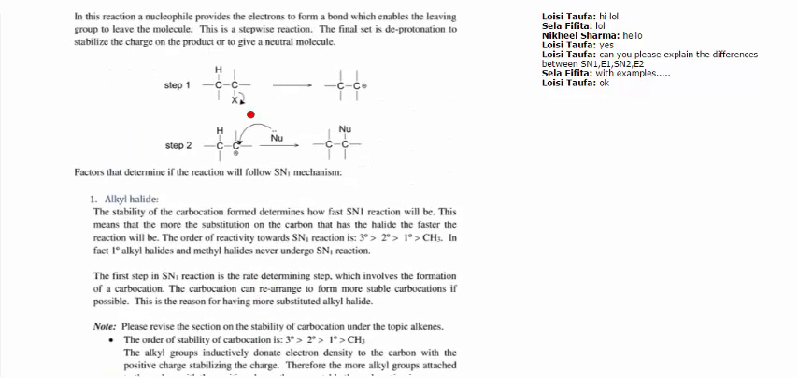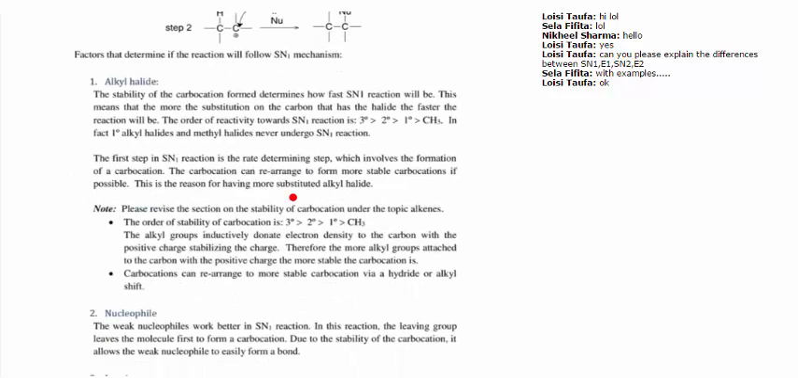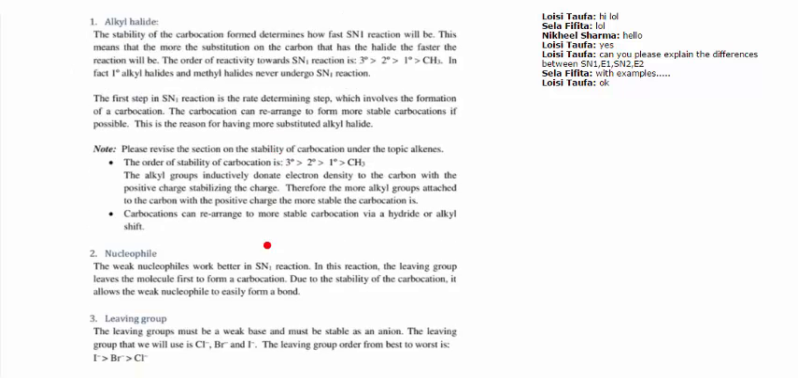Also, we are going to see this part in the examples, but once the halogen leaves the alkyl halide, at times the carbocation is going to rearrange itself to a more stable form. We're going to see this once we look at the examples.